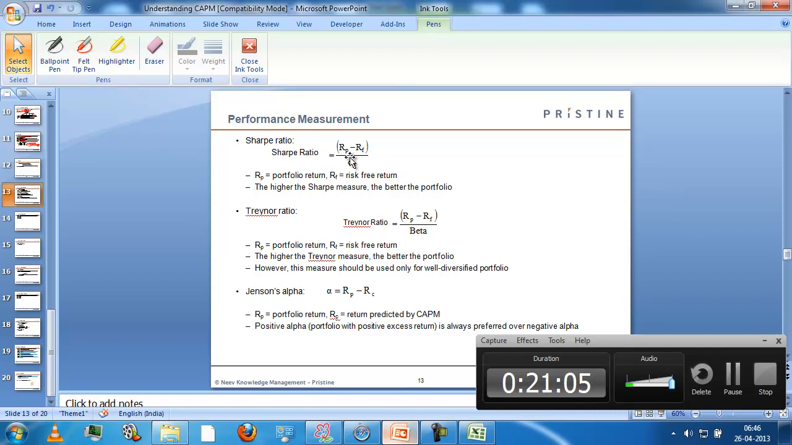Another ratio which is similar to Sharpe ratio is the Treynor ratio. In this case, we replace the standard deviation of the portfolio by the beta of the portfolio, beta of the stock. So similar, higher the Treynor ratio, better the portfolio.